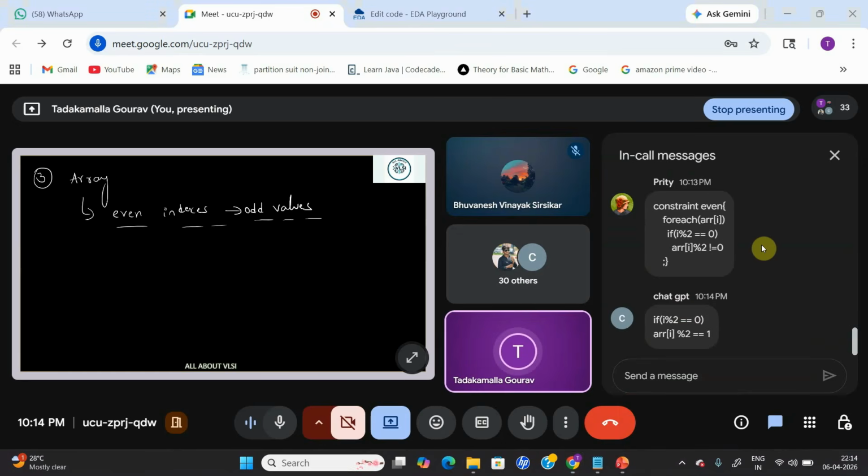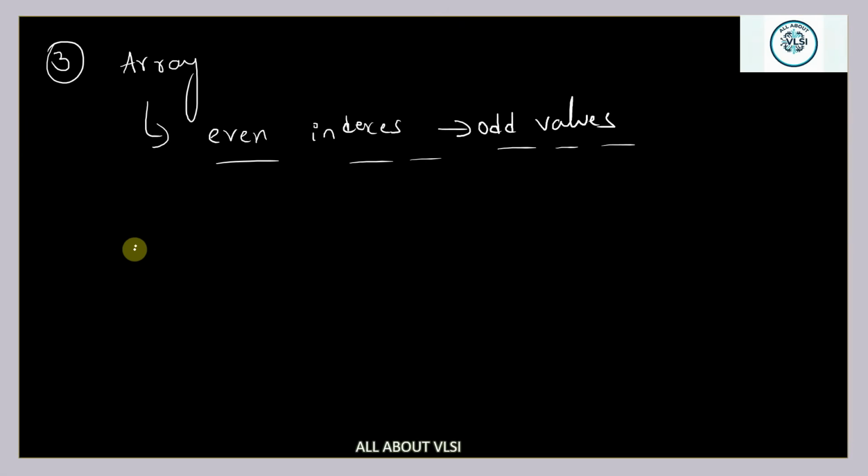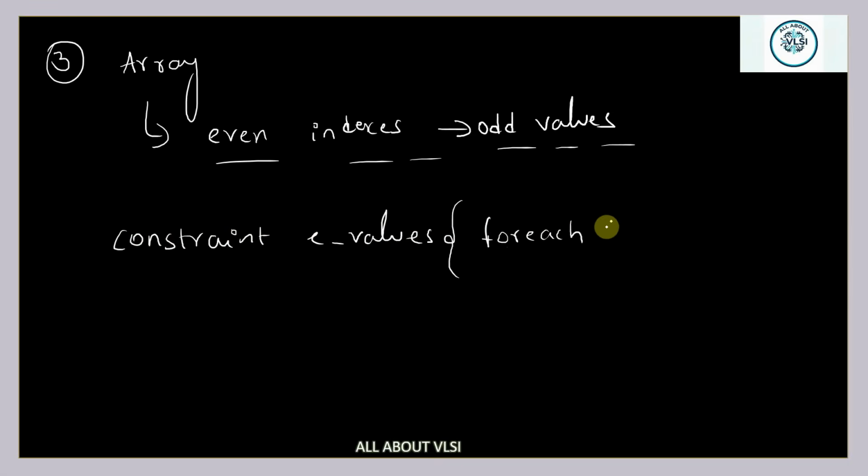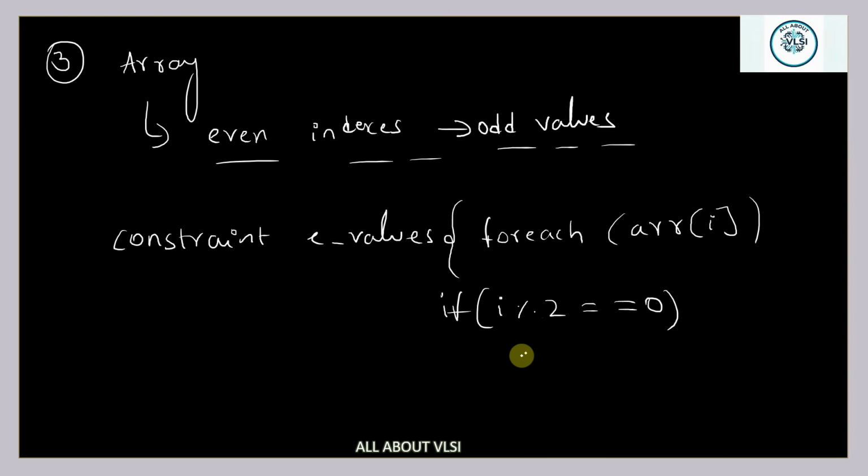Exactly. So first of all, we need to check whether the index is even or odd. Okay. So what I'm going to have is a constraint, let's say even underscore values, and in this, what we are going to do is again we are going to use for each loop. So for each of ARR of I, this is my array. What I'm going to make sure is that first of all, my index, if it is an even value or not, I'm going to check it out. If it is an even value, then I'm going to store an odd value in it.